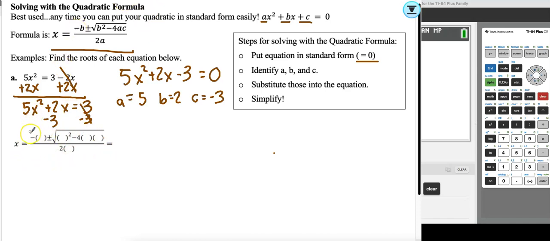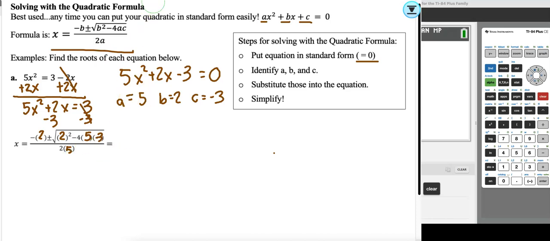So I will always have a negative in front, and then my b value in parentheses. My b value is 2, so I will have a 2 in parentheses out front. Plus or minus the square root of my b squared, so my 2 in parentheses squared, minus 4, which is always in the problem, with an a and then a c. My a is 5, my c is negative 3. All over 2 parentheses your a value, which is a 5, so a 5 would go in the bottom.